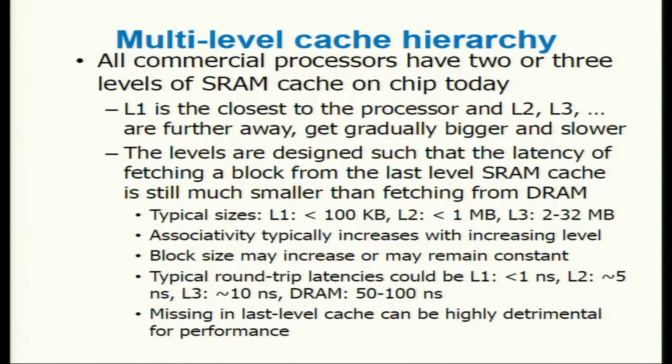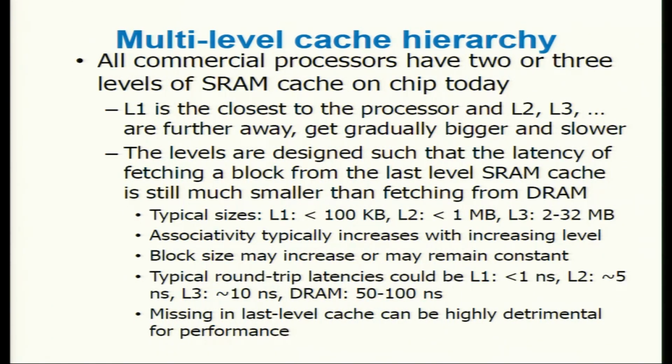So the levels are designed such that the latency of fetching a block from the last level SRAM cache is still much smaller than fetching from DRAM. Otherwise, you have no utility in having a cache. So here are the typical parameters of a multi-level cache hierarchy that we find today. L1 is typically less than 100 kilobytes, L2 is typically less than 1 megabyte, and L3 is typically 2 to 32 megabytes. And all these things sit on chip.